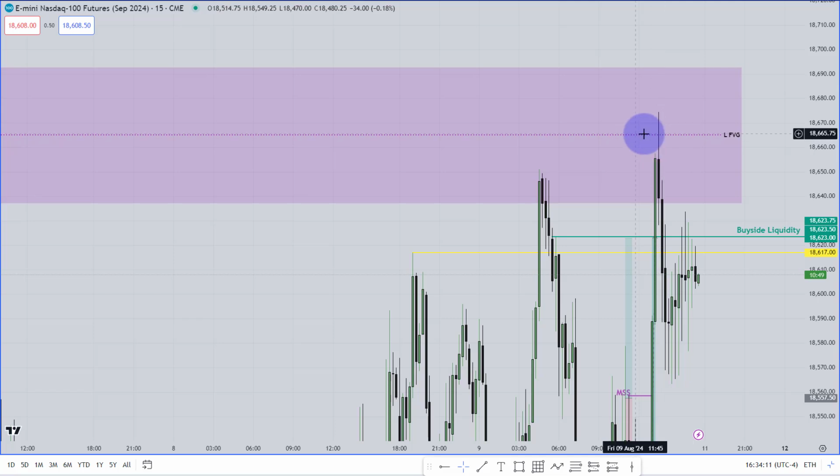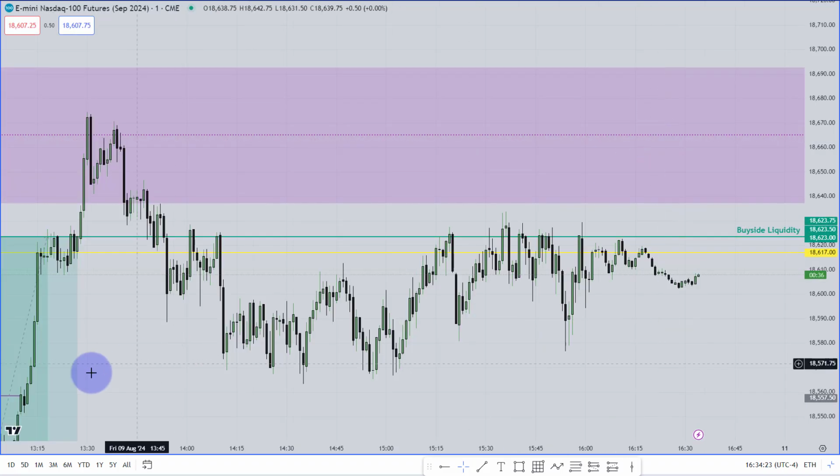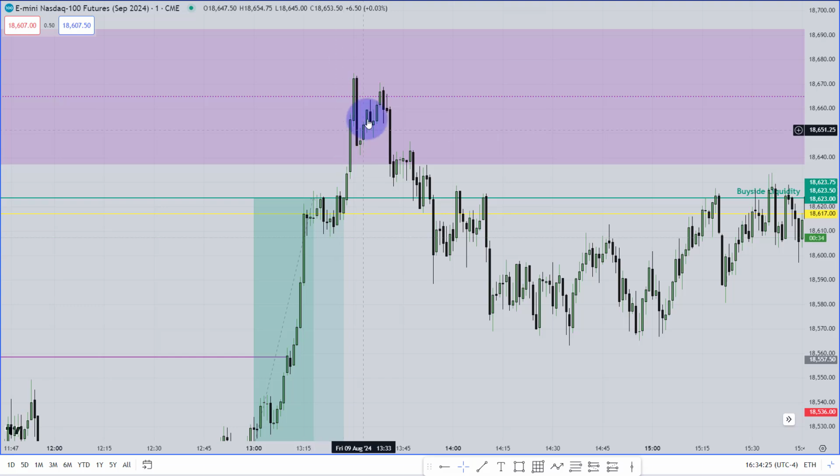The consequent encroachment rejection. If I see the consequent encroachment rejection, do I need a bearish fair value gap? I don't think so. So I'm not going to wait for the bearish fair value gap. I'll be in 1 minute chart. I saw that market went higher, then went lower, went higher one more time until this consequent encroachment, then boom.